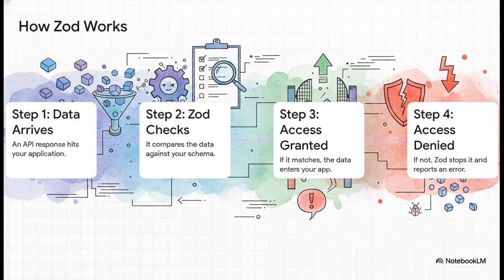And the whole process is just beautifully simple. First, some data shows up, maybe from an API. Then Zod steps up and checks its ID against the schema you wrote. If everything looks good, access granted. The data comes right into your app. If not, access denied. And here's the most important part. Your app doesn't blow up. Zod just calmly stops the bad data and tells you exactly what was wrong with it.